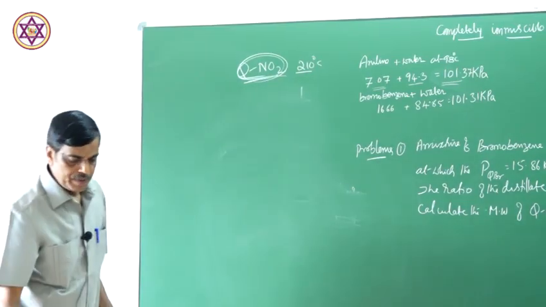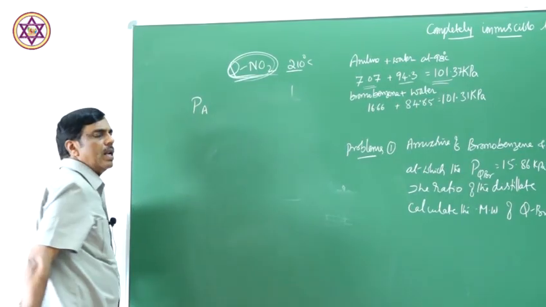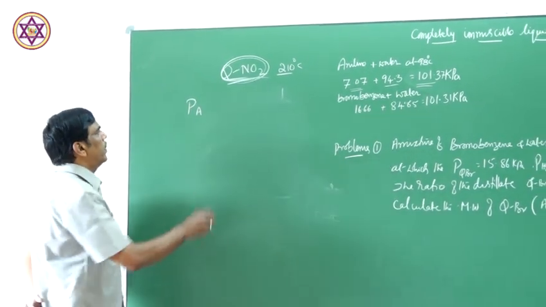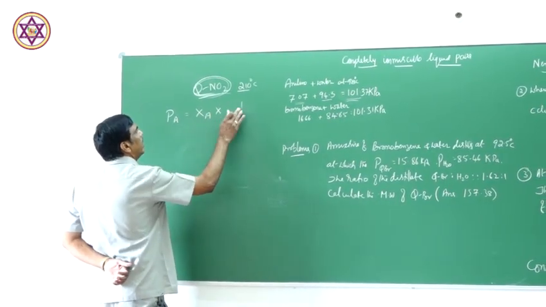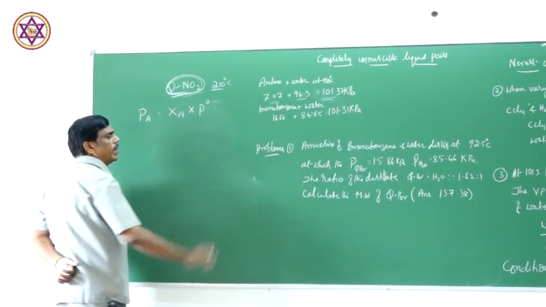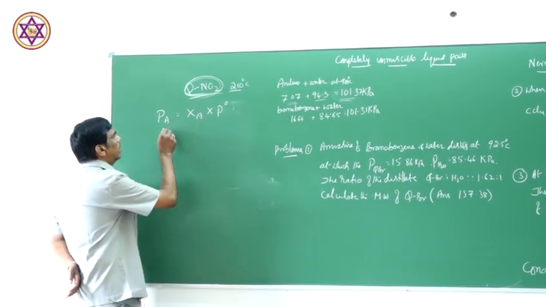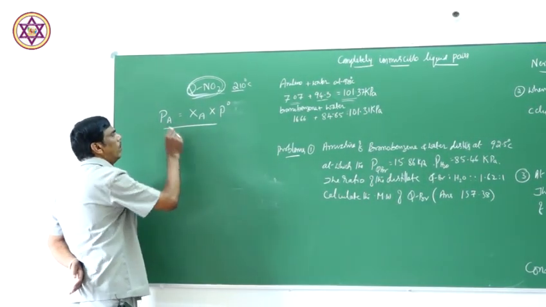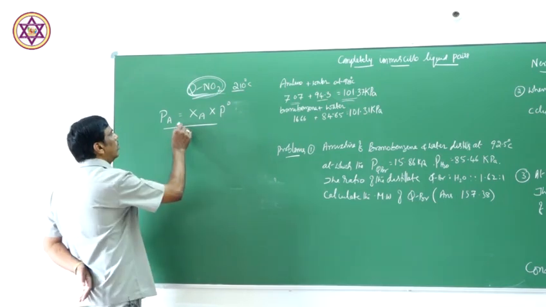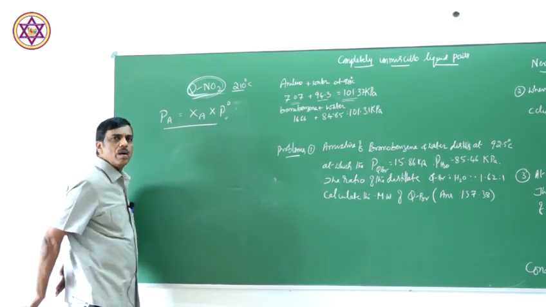Molecular weight using this weight fraction. For example, you know that the partial vapor pressure of a component is equal to its mole fraction into its pressure in the pure state. This is Raoult's law. Raoult's law states that the partial vapor pressure in a mixture is equal to its mole fraction into its pressure in the pure state.